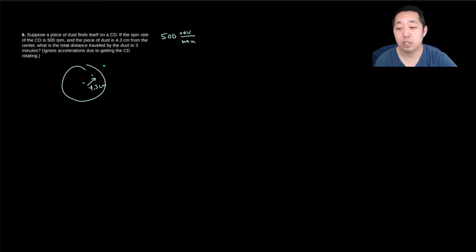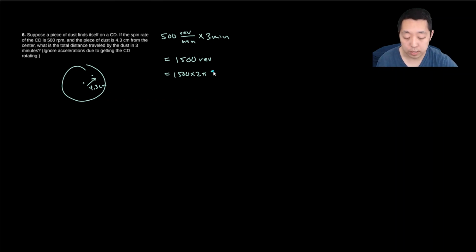Okay, so let's look at a kind of similar thing. I want to see how many radians I sweep out over 3 minutes. If I multiply this by 3 minutes, I know that I went through 1,500 revolutions. I multiply by 2 pi to get the number of radians, and that is equal to 9,425 radians. That is my change in angular position.